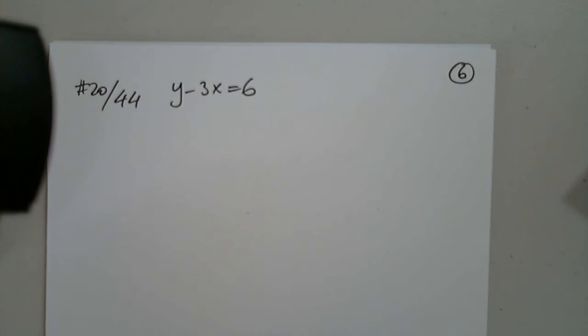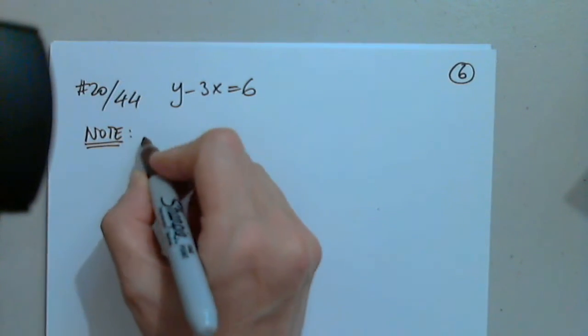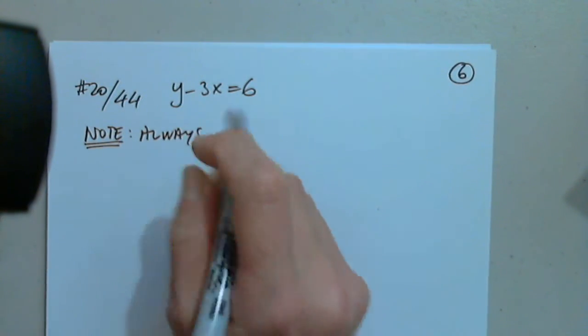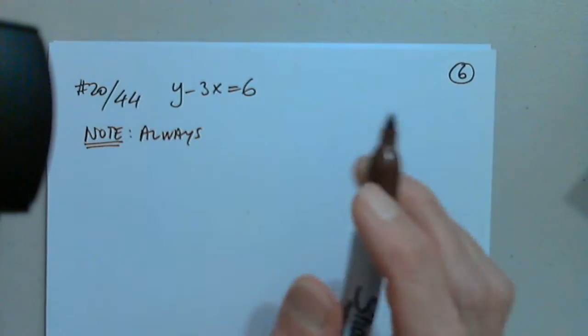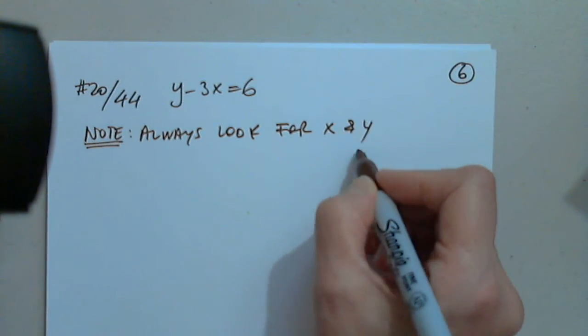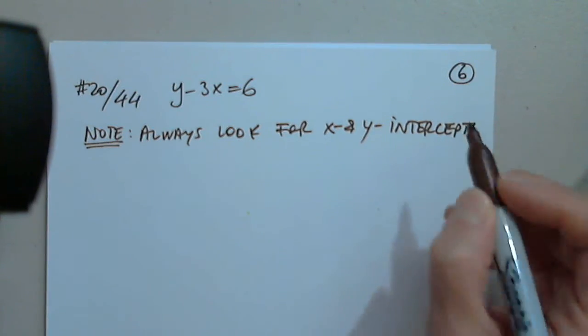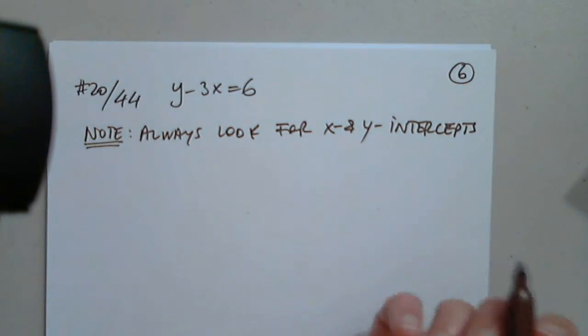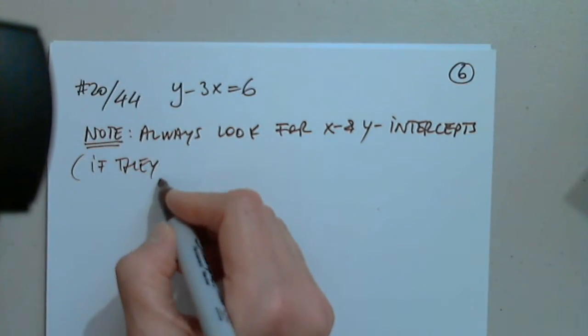20. Very good. So we want to look at 20 on page 44, and we have y minus 3x equals 6. Good pick. So we always have to determine the x and y intercepts. We must note, always, not just for linear, always, including piecewise defined functions, always look for x and y intercepts. For some function, some one or the other may not exist. If I'm going to put in parentheses, if they exist.